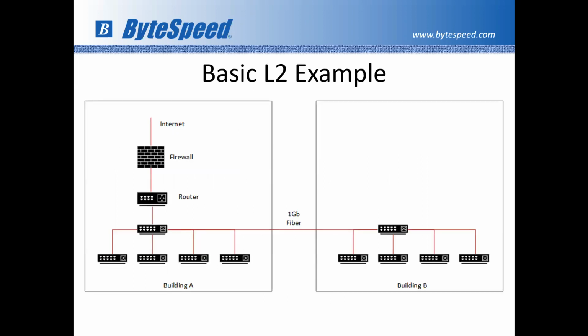Okay, so kind of a basic layer 2 example here. Again, we have that dedicated firewall/router coming in. We then have our switches in building A and in building B, and we don't have any additional internet inbound. We just have a direct, safe 1 gig fiber network between the two. This is pretty simple, but it kind of gets the point across. This would be really easy to manage.